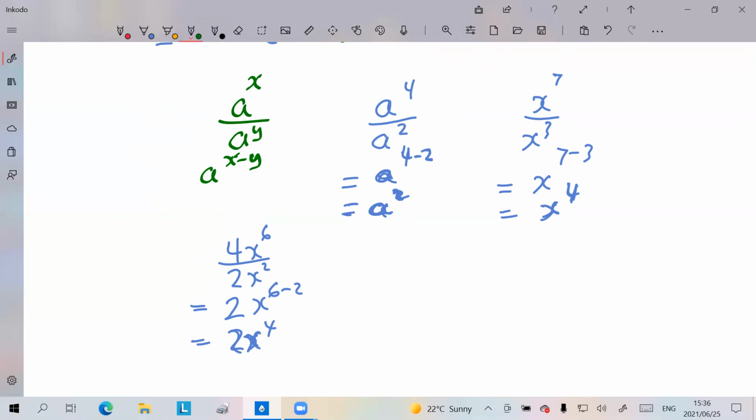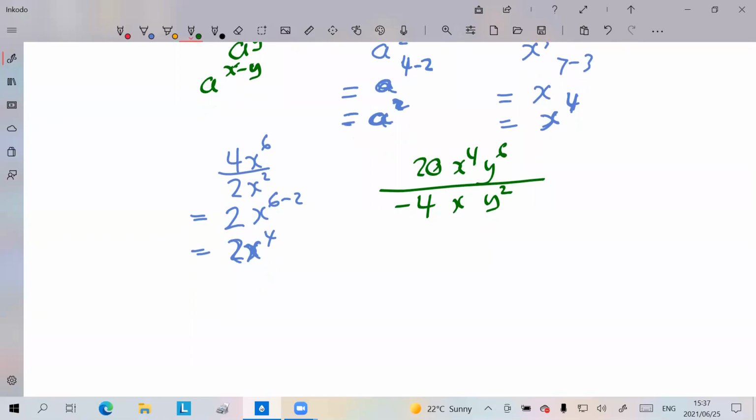What if I had, let's see if I can find anything more interesting. Let's put some numbers now. Let's put 20 x to the power 4, y to the power 6 over negative 4x, or x and y to the power 2. Right, what would that answer be? Right, now I'm getting tired. It's end of the day, long day of teaching, and I'm going to pretend I'm giving you time to figure it out. Meanwhile, I'm giving myself a small chance to have a break.